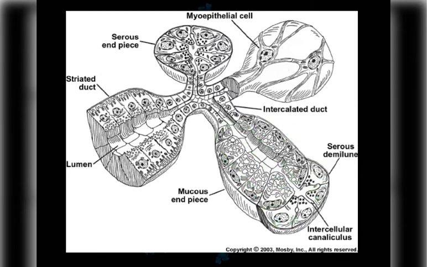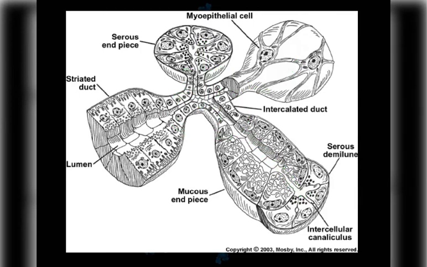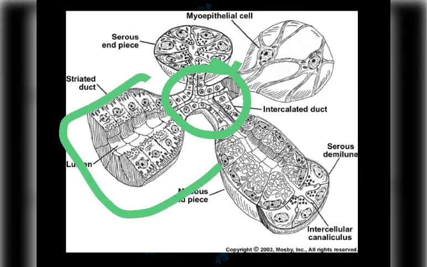This is the lumen. The lumen leads to intercalated ducts. This part is the intercalated ducts. This is the striated duct.